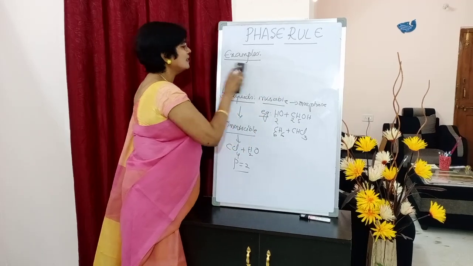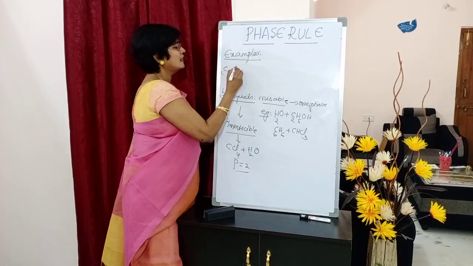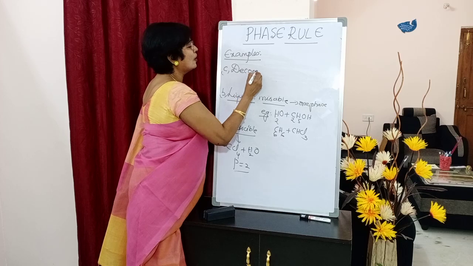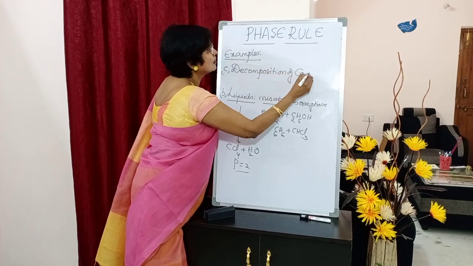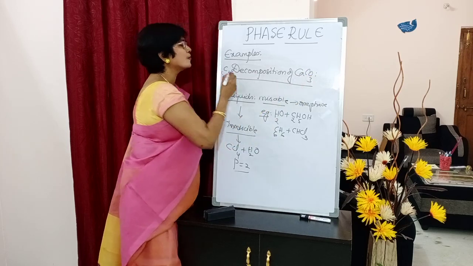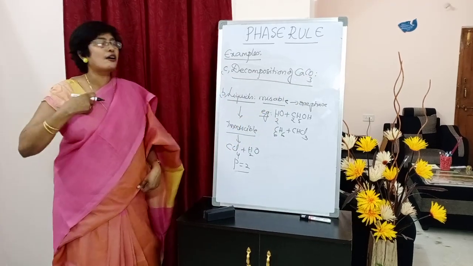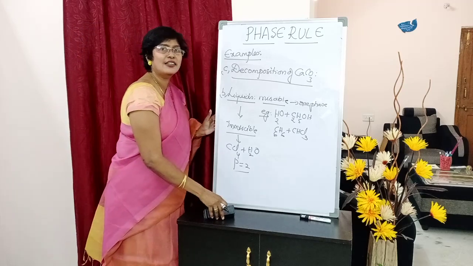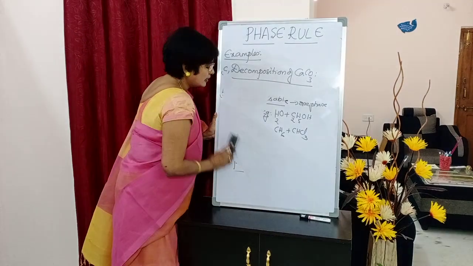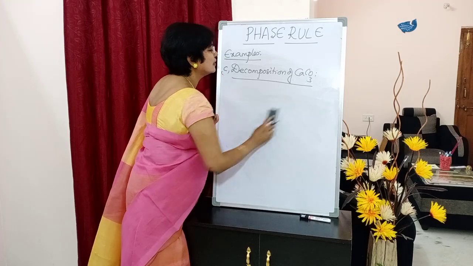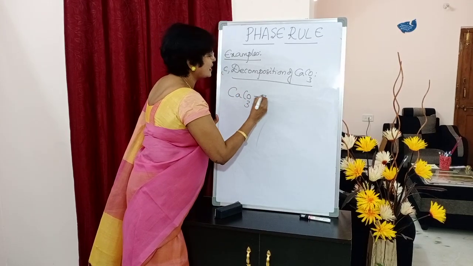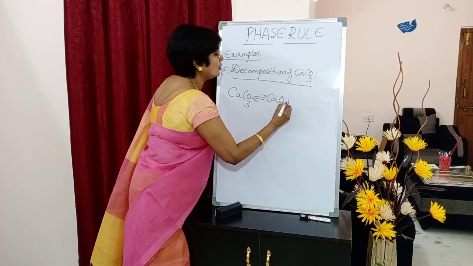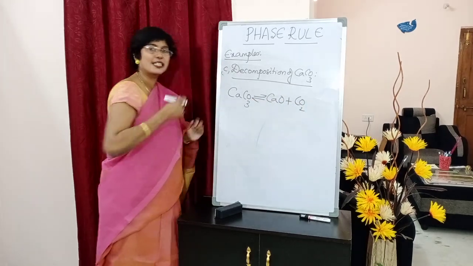Next, coming to another example. Write down C: decomposition of CaCO3. Decomposition of CaCO3. Can you write the reaction, students? Look here, I am writing: calcium carbonate decomposes into CaO plus CO2.